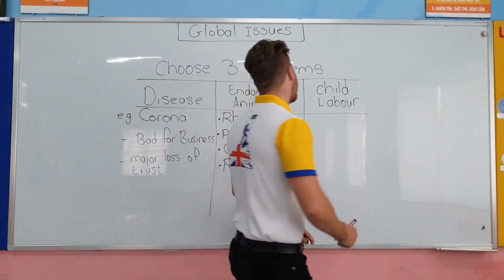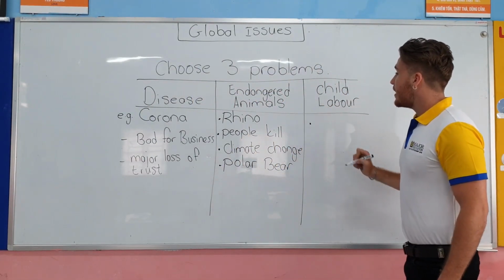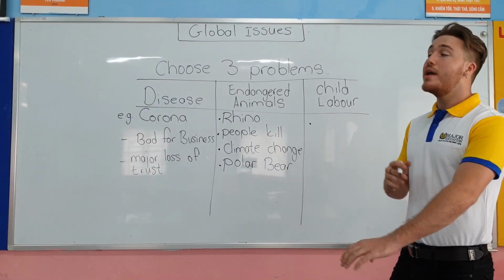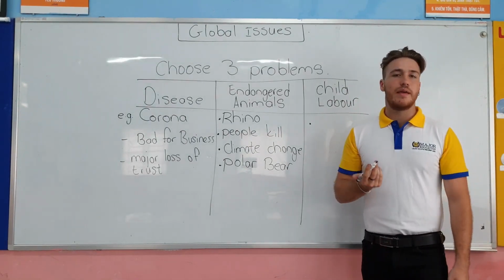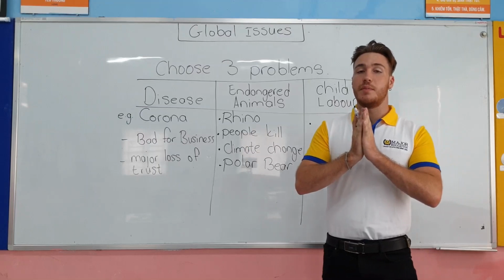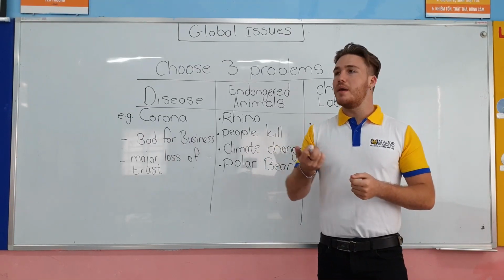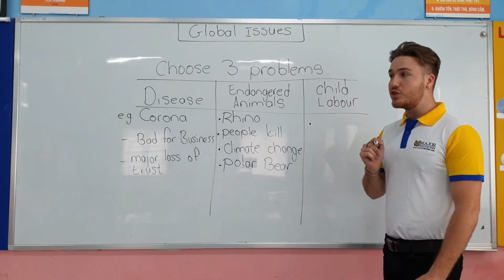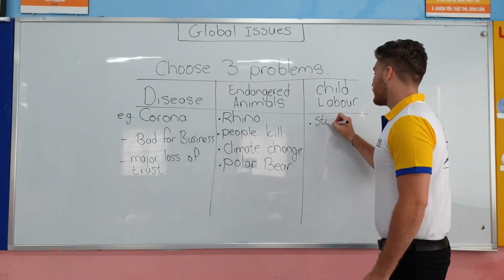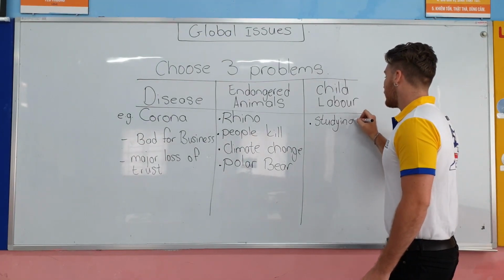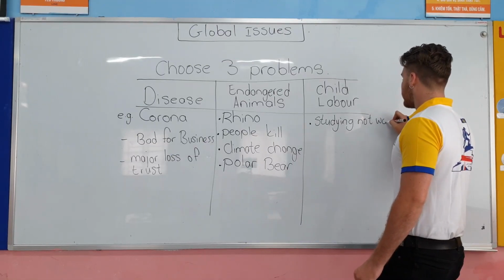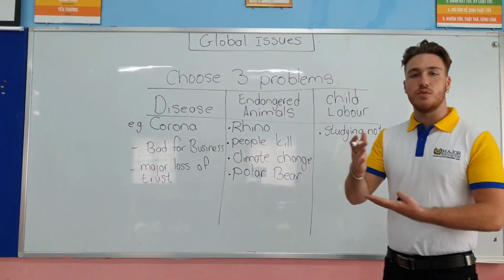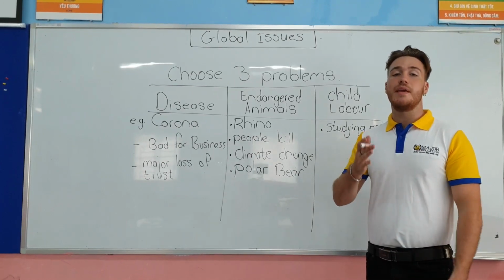All right, so the last one we have is child labor. Child labor. What does it mean? It means that people will make young children who are not old enough to work make money. And how do they make money? Maybe they can beg in the streets, they can ask for some money in the streets, sell lottery tickets, or maybe they can work in the farmland or something like this. But the children should not be working, they should be studying. Studying, not working.